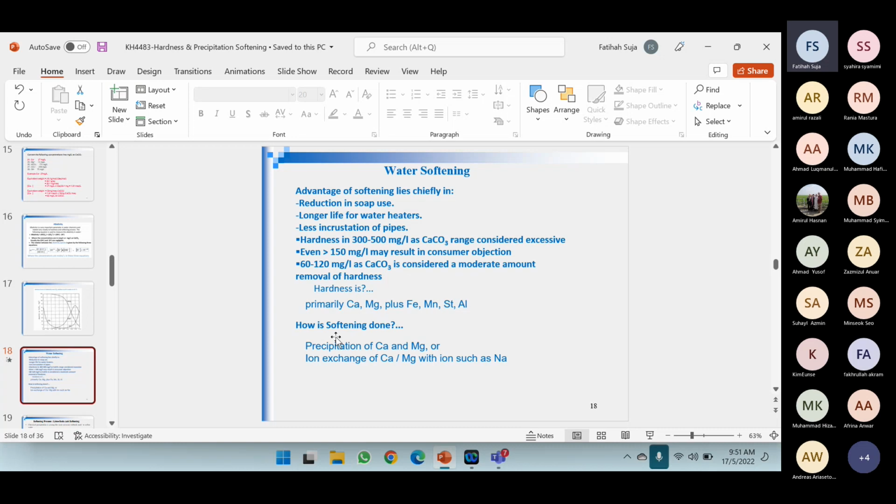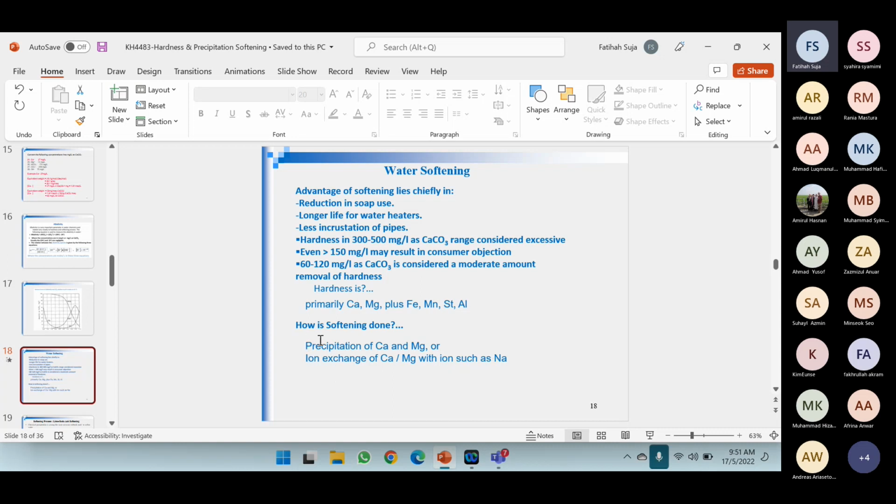So how is softening done? You need to precipitate the calcium and magnesium, or you can do ion exchange of calcium and magnesium with an ion such as sodium.